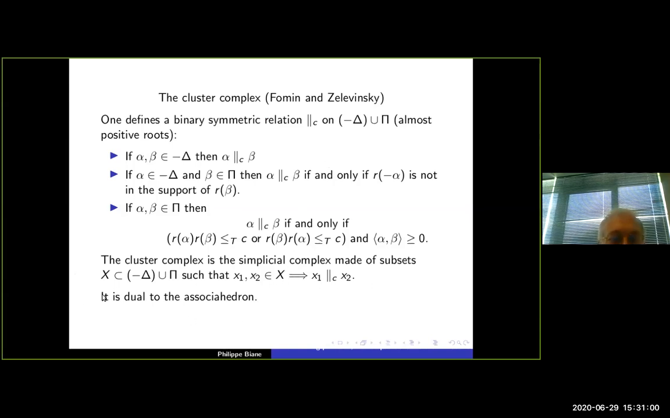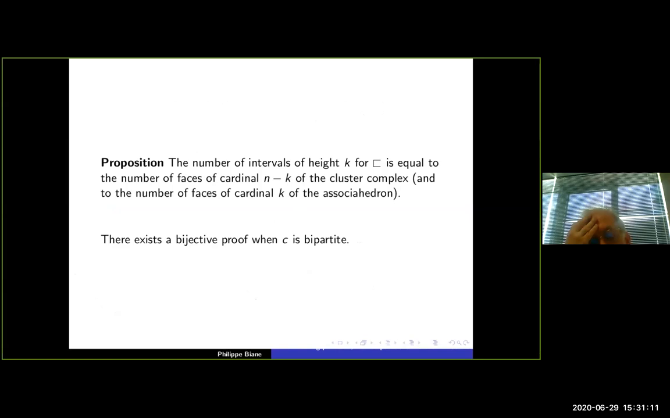And this simplicial complex is also related to something that maybe many of you have heard of, which is the associahedron, which I also don't have time to explain here. So the proposition is that the number of intervals of rank k for the square order is equal to the number of faces of cardinal n-k of the cluster complex, which is also, by duality, equal to the number of faces of cardinal k of the associahedron. And we have a bijective proof for some Coxeter elements, which are known as bipartite Coxeter elements.